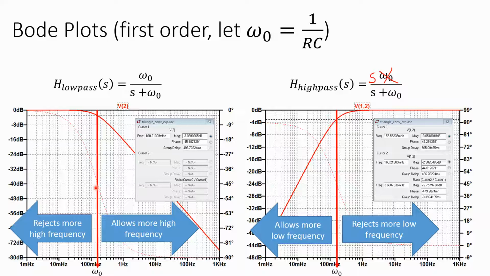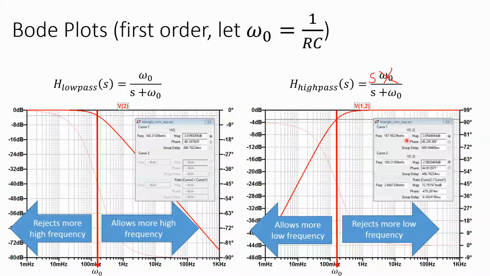So here's the thing. If I move omega naught this way, this whole shape of the curve follows along with it. So if I move this point here, that means this follows with it, and it's going to reject more high frequency. When I move omega naught this way, I'm going to allow more high frequency. Now, with the high pass, if I move omega naught this way, that means I'm allowing more and more low frequency. When I move omega naught this way, I'm rejecting more and more low frequency.